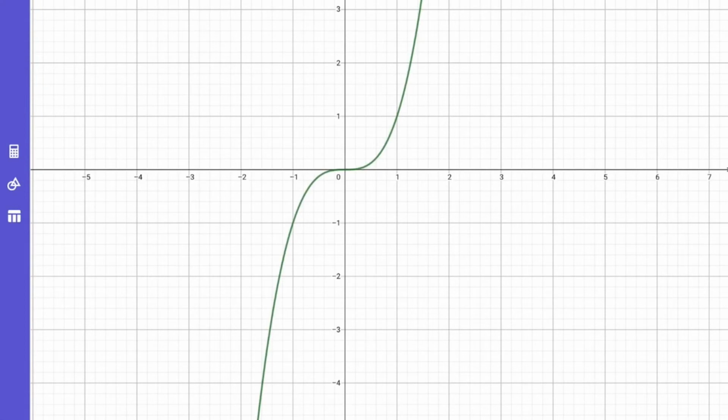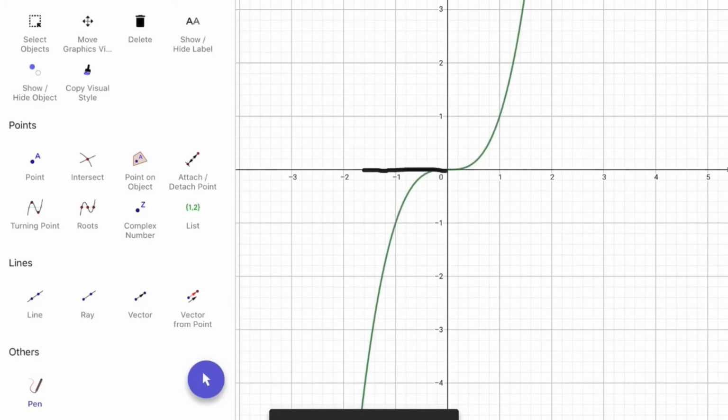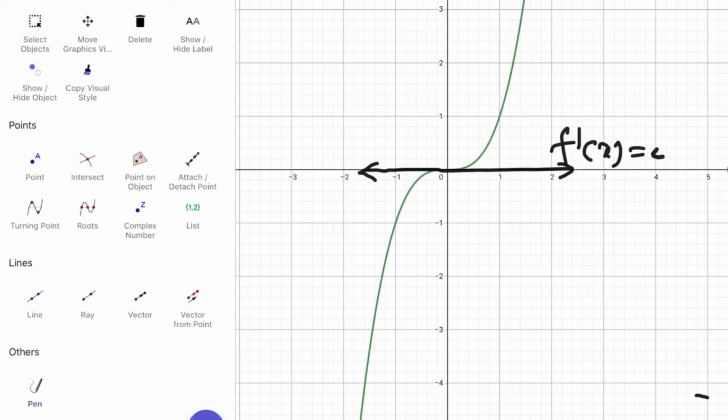There may be some point where the first derivative vanishes, but that point may not be a local maxima or local minima. See the graph of f(x) equal to x cubed. At this point, the tangent will be like this. The tangent will be parallel to the x-axis, that is, the first derivative will be 0, and this is the graph of f(x) equal to x cubed. But this point is not a local minima or local maxima.